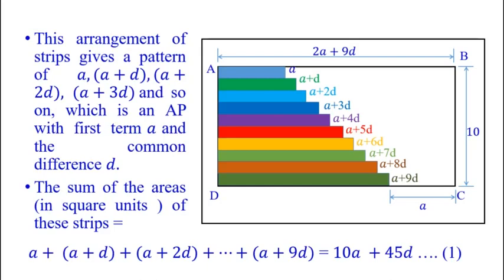So you have to observe that the area formed by the strips is half of the area of the total rectangle ABCD. You can observe this diagram and you can conclude that the area formed by all the colored rectangles is half of the area of rectangle ABCD.